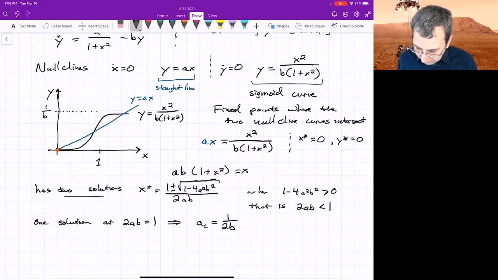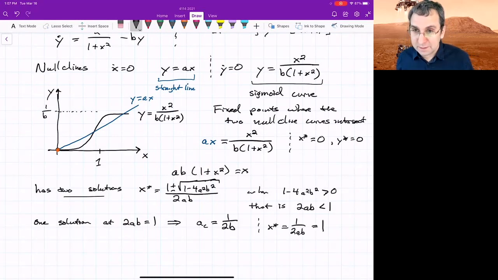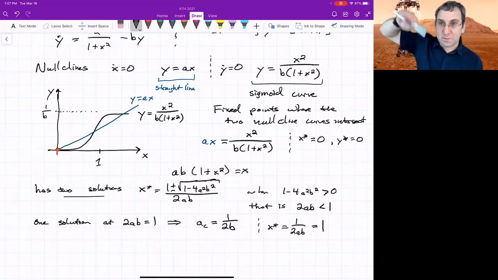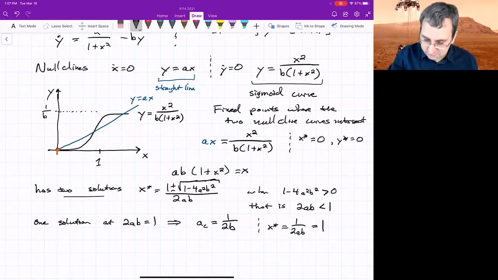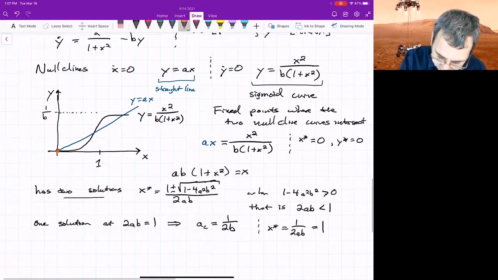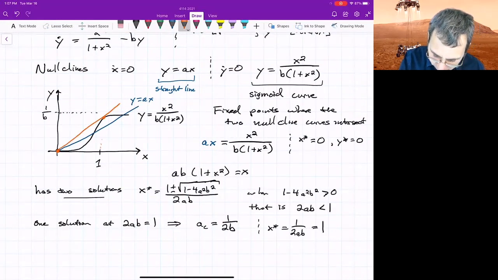And if you put that in here, when there's one solution, the thing inside the square root goes away, and that one point ends up being at 1 over 2ab. But hold on, 2ab equals 1. So this happens at 1. So interestingly, 1 is where that sigmoid curve goes up, and that's also where we have the critical point. If I were to draw this again, it's right above there. So this is at ac equals 1 over 2b.